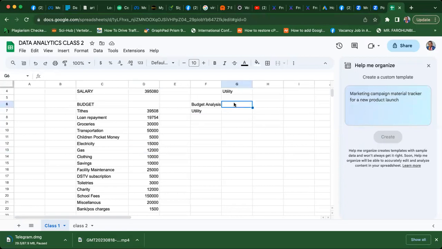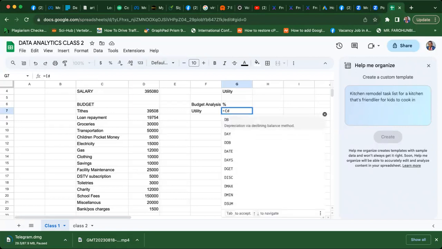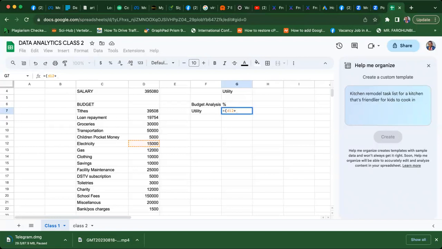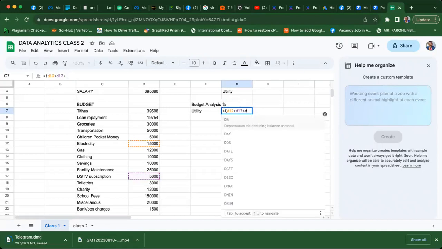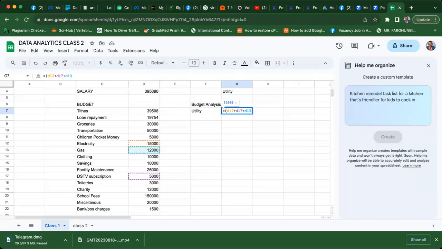All right. So let's look at the percentage of what the person is spending on utility. If you want to do that, you say equals, you open the bracket. You have mentioned electricity. Electricity is in D12, plus, which other thing is a utility? Gas, D17. DSTV subscription. What other thing is utility? Gas is D13. Plus D13. What other thing again? That's all for now. So you close the bracket.